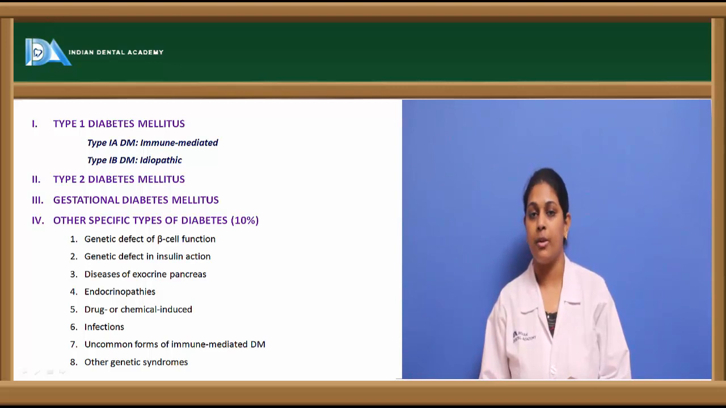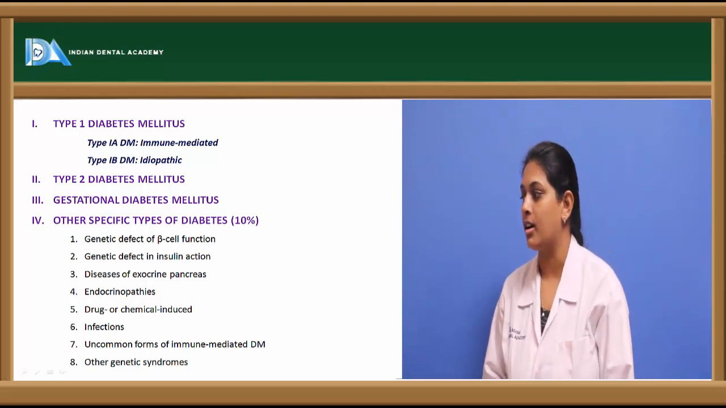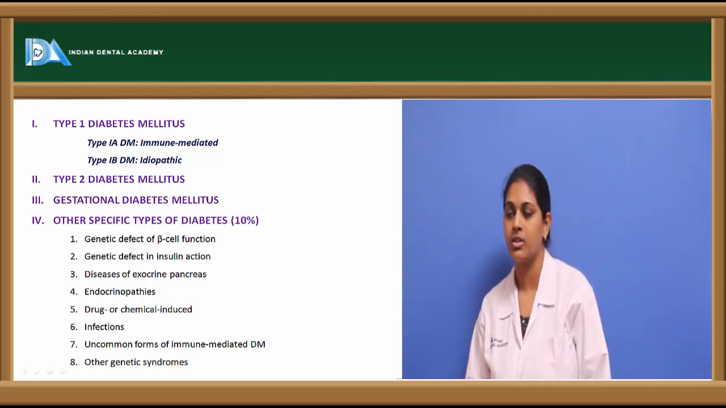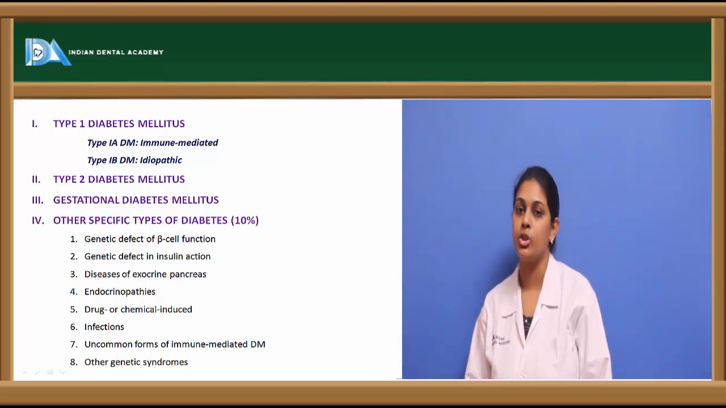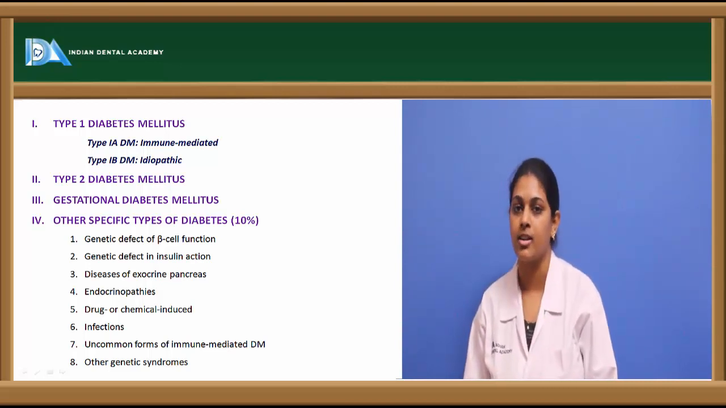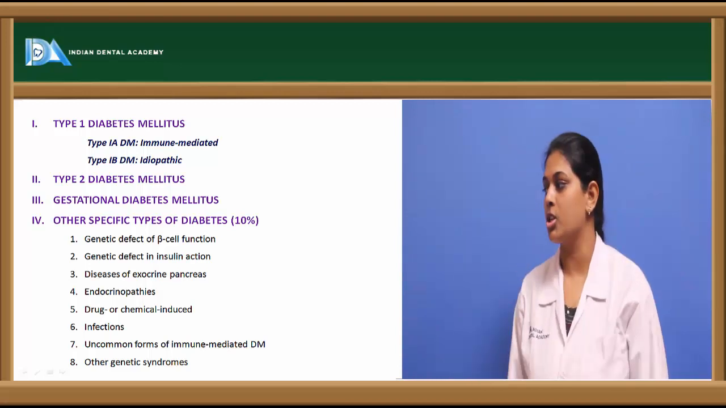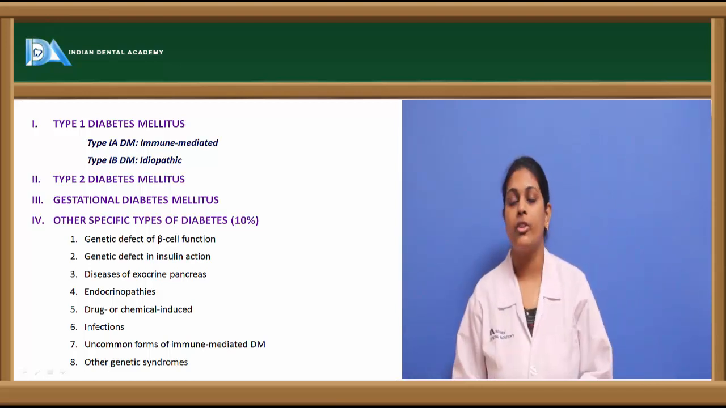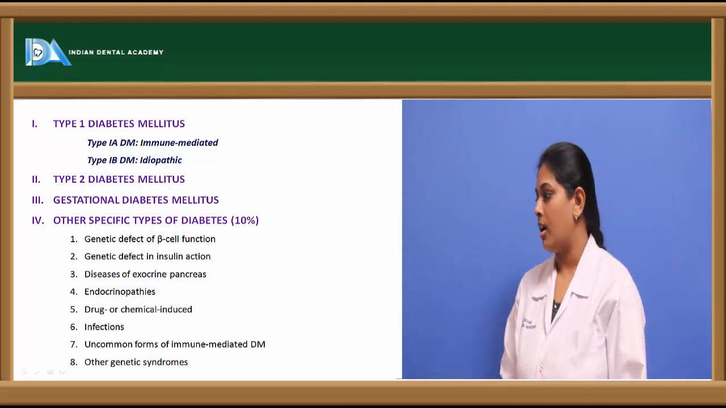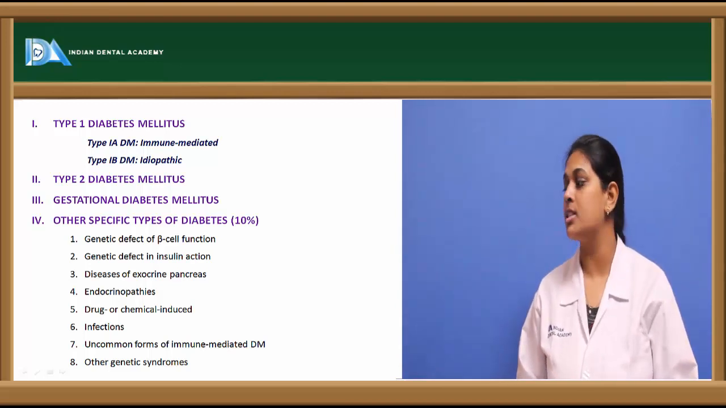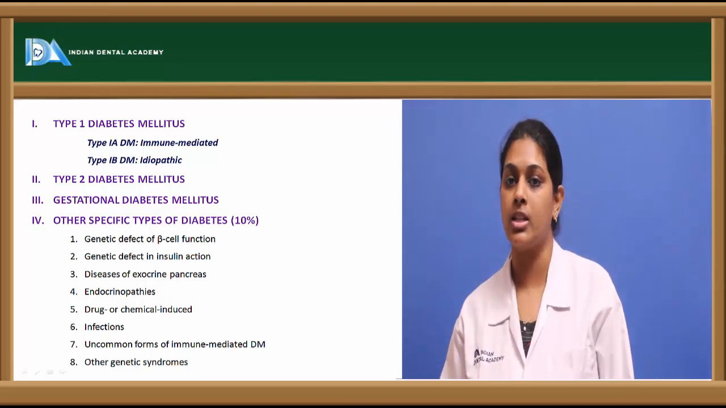The other specific types of diabetes constitute up to about 10%. The first is genetic defect of the beta cell function, that is, as previously discussed, destruction of the beta cells involved in insulin production. There are genetic changes, that is congenital defects, which could result in diabetes. Otherwise also genetic defect in insulin action, that is any receptors against this insulin action, can result in diabetes. And disease of the exocrine pancreas, that is an inflammatory condition of the pancreas known as pancreatitis, or otherwise post-pancreatectomy, can also be reasons for diabetes mellitus.